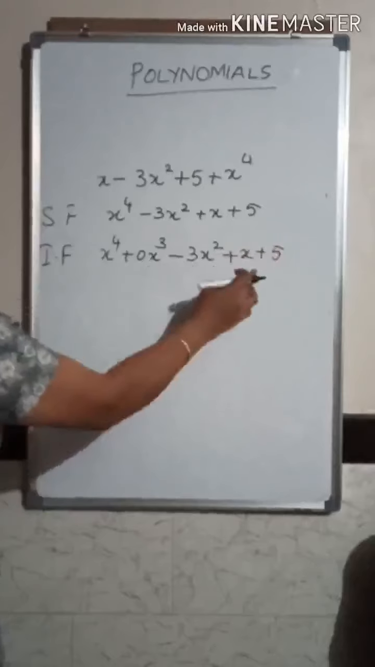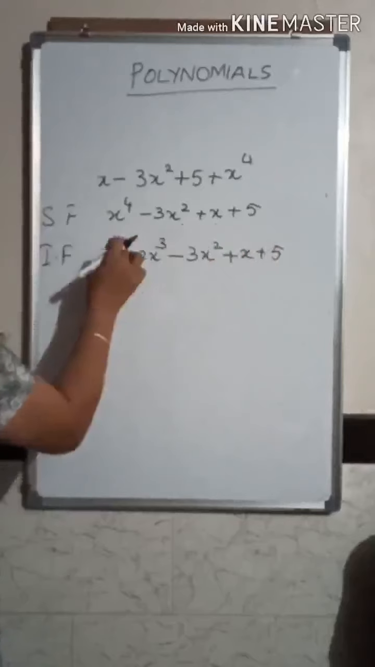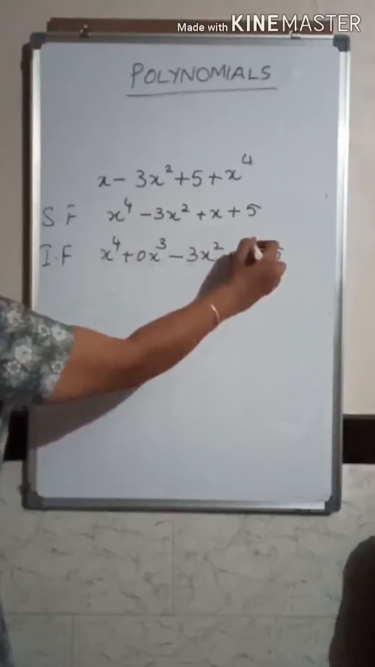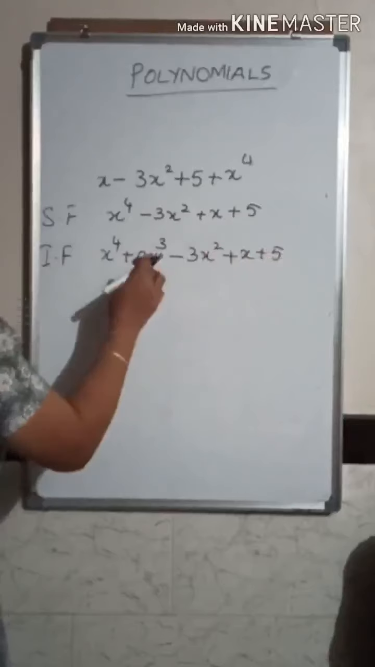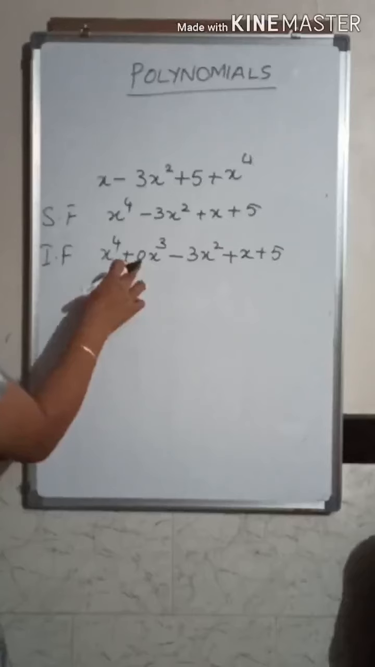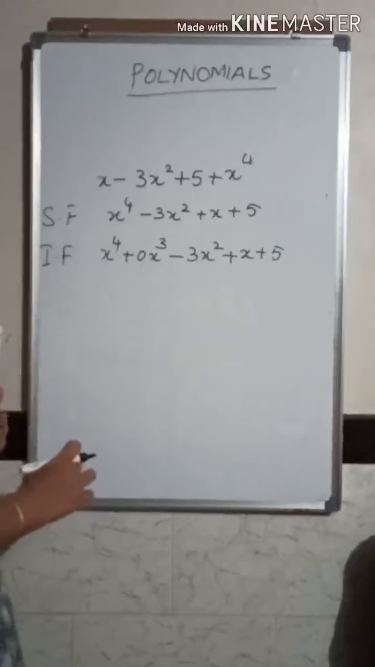So if any terms are missing, you should have this in the descending order. 4, 3, 2. This power is equal to 1. Then you have got the constant. So if any of the terms are missing here, introduce those terms by writing 0 as its coefficient. So this you call it as the index form of the polynomial.